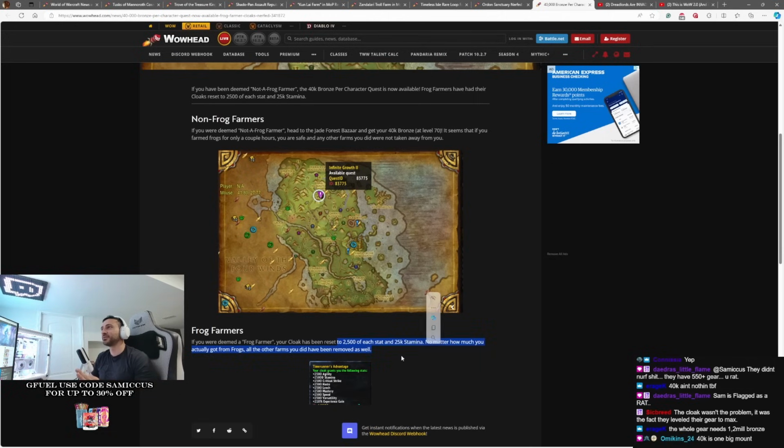Your cloak has been nerfed to 2,500 no matter where you got your stuff from. They're not checking whether this was from the frog farming or not. If you are identified as a frog farmer, your cloak has been nerfed to 2,500. It is what it is. 40k is one big mount. Yeah, it is.